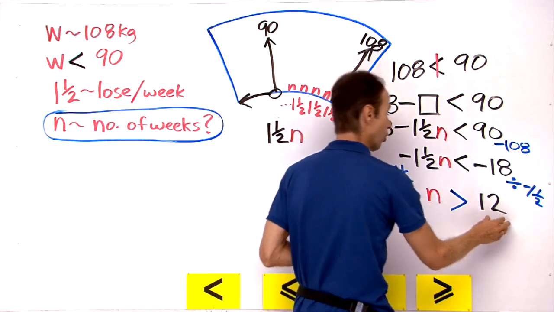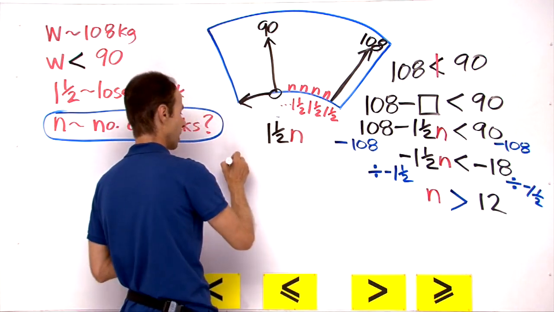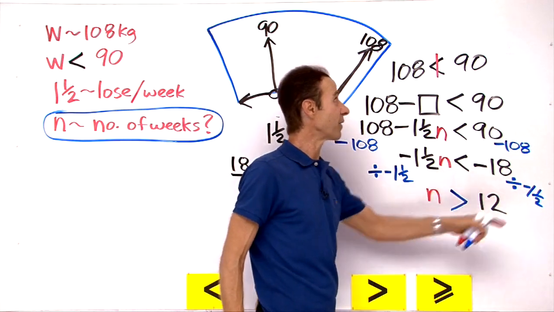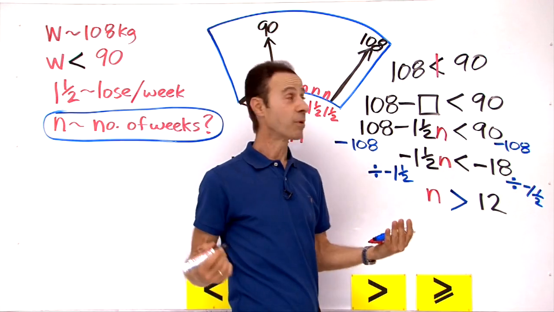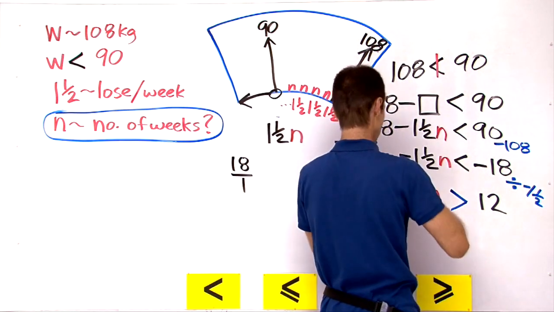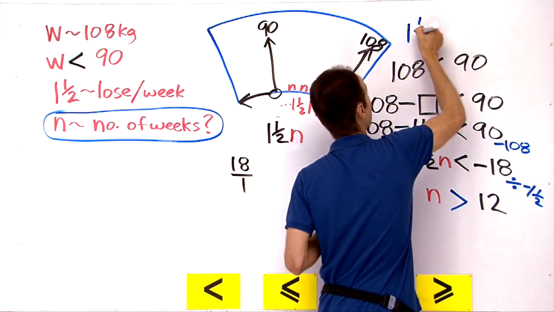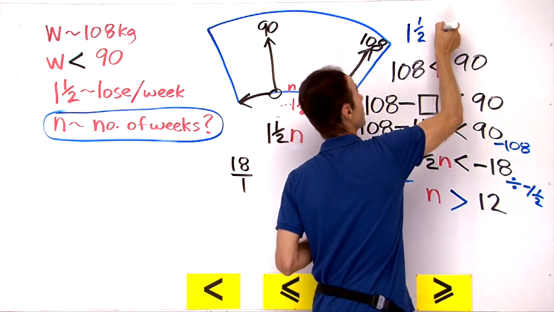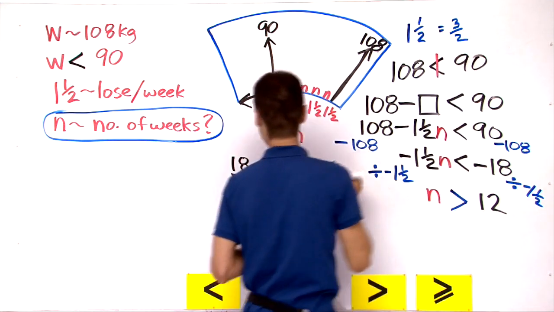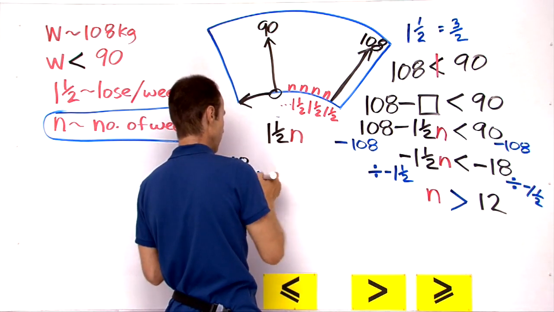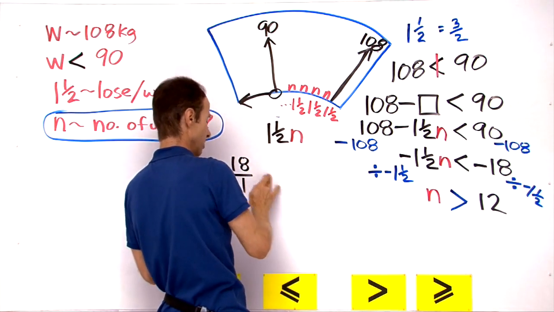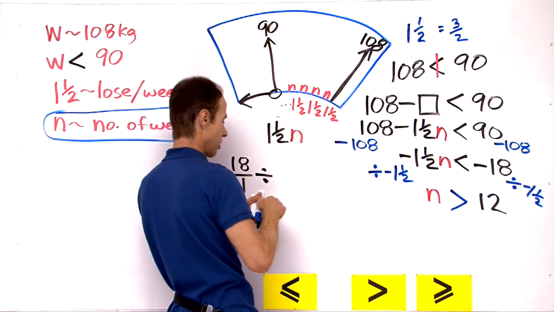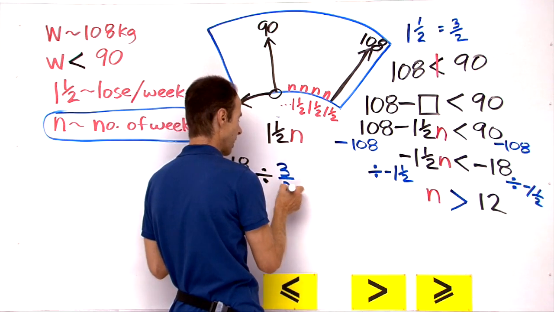Let me just show you how we got that 12 there. We have the 18. 18 as a fraction is 18 over 1. We can turn the 1 1/2 into a proper fraction. 2 times 1 is 2, plus 1 is 3, so that's the same as 3 on 2, isn't it? So we're dividing by 1 1/2, aren't we? So divide by 3 on 2.